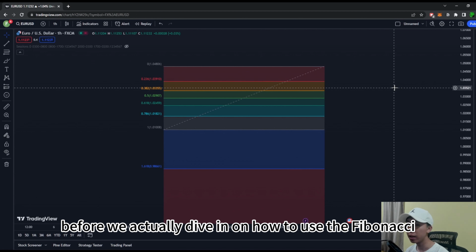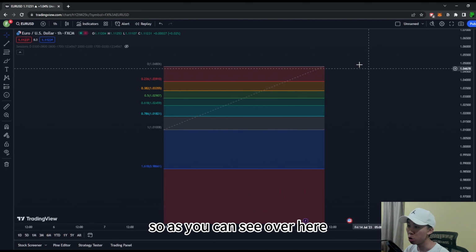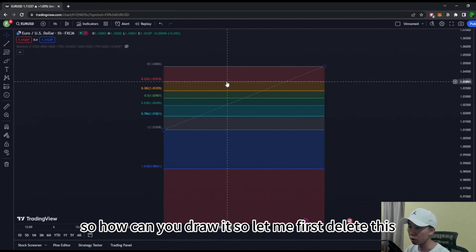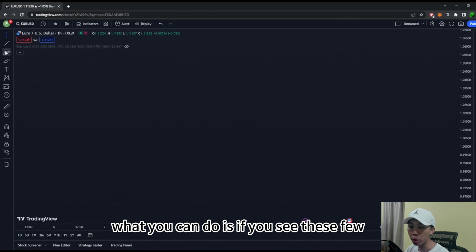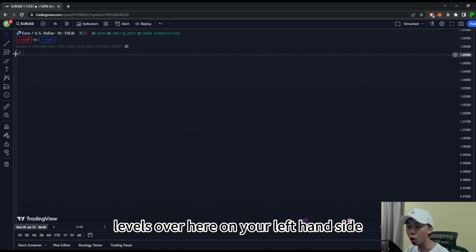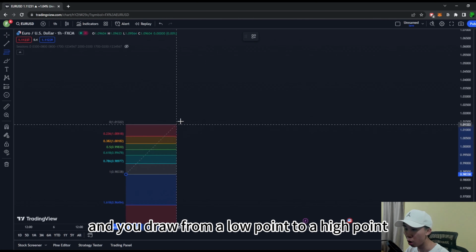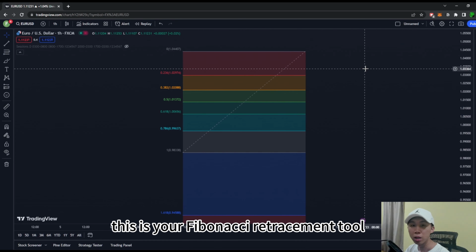Before we actually dive into how to use the Fibonacci, we will first have to understand the theory and the basics. So as you can see over here, this is basically the Fibonacci retracement tool. So how can you draw it? Let me first delete this. If you are using TradingView, if you see these few levels over here on your left hand side, you can proceed to draw this, and you draw from a low point to a high point. So what you can see over here is your Fibonacci retracement tool.